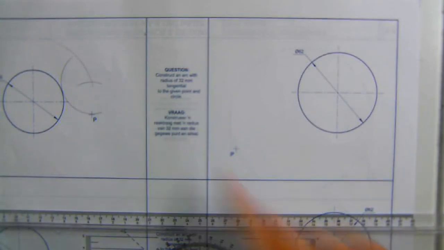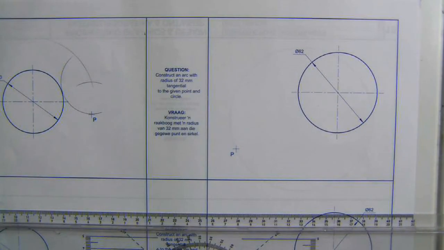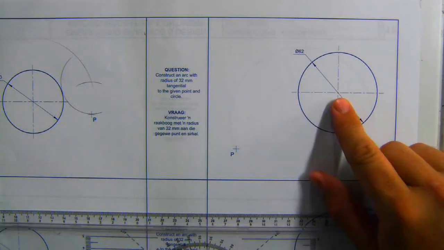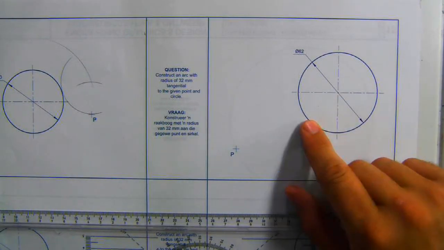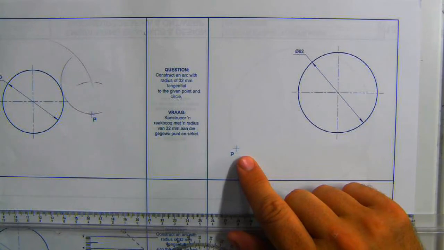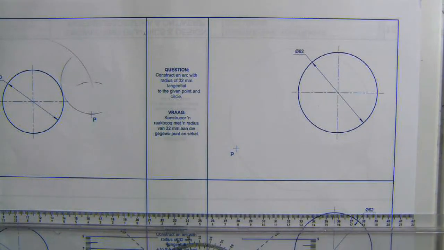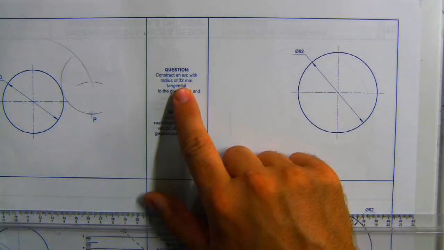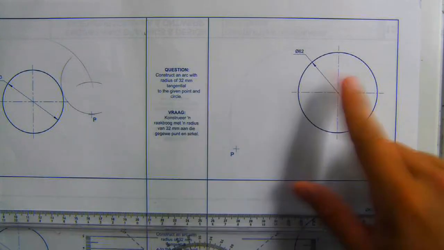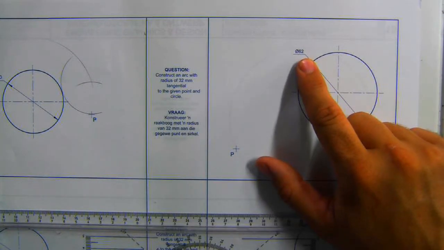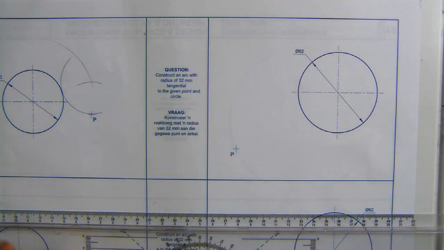This one over here is the same. Construct an arc with a radius of 32 this time. And it's got to be exactly the same. It's got to touch this circle and go through point P. So we're going to do the same thing. Ons gaan dieselfde doen. Ons vat daarso 32 plus die radius van die sirkel. That's 31. Okay, plus 32 gives me 63.